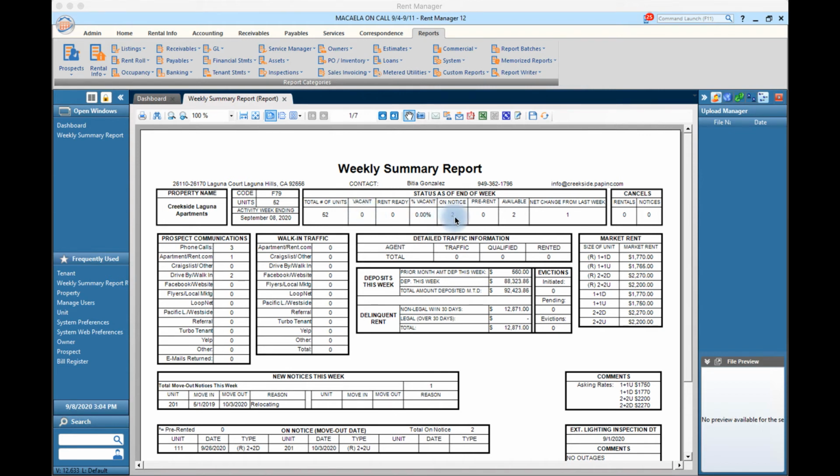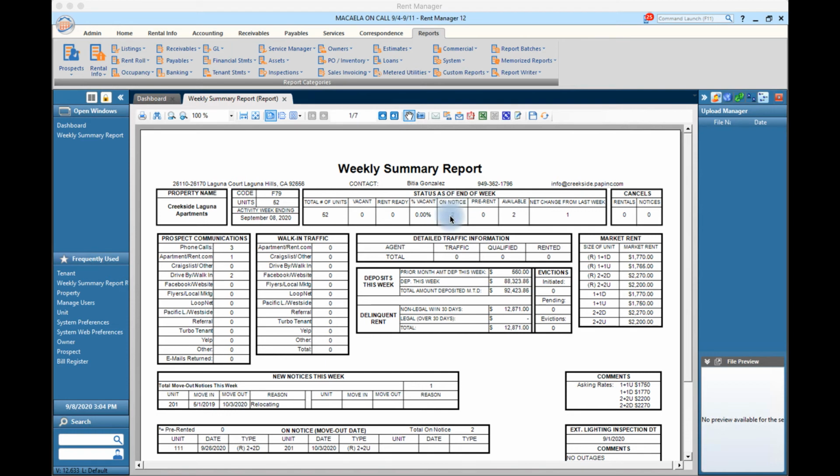Looks like they have 2 on notice, and I see a net change of 1, so a positive being a bad thing. So this tells me that either we had a canceled rental, which we don't, so the only other option is that we had a new notice, which we do. So I see that net change of 1, I look at this new notice, and it makes sense. So unit 201 is going to be relocating, and they'll be moving out on 10/3.